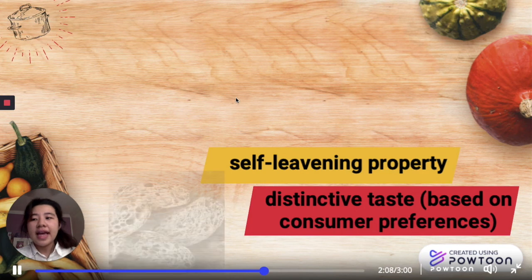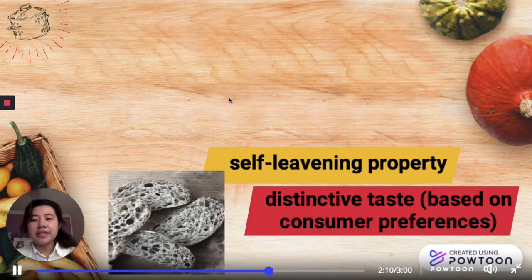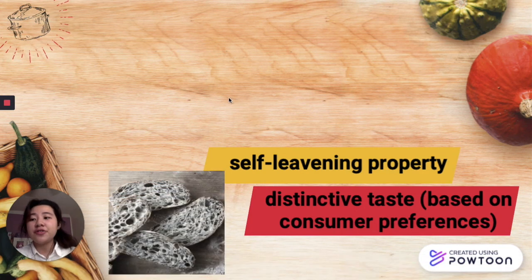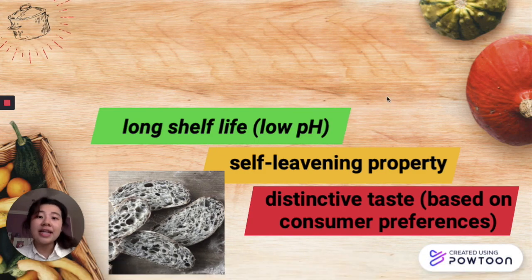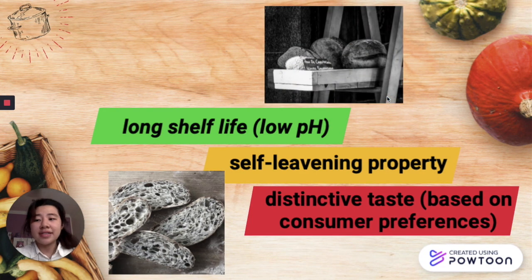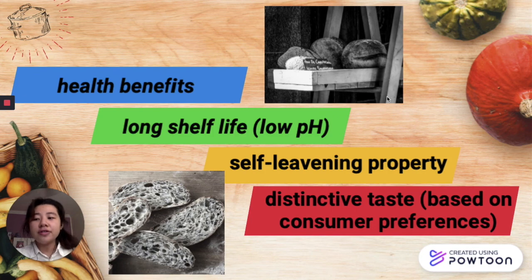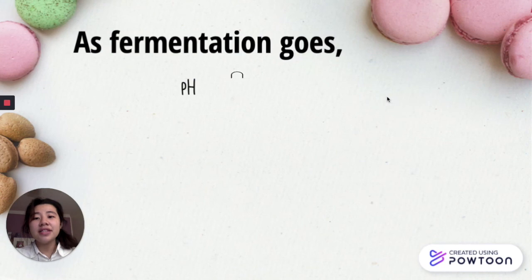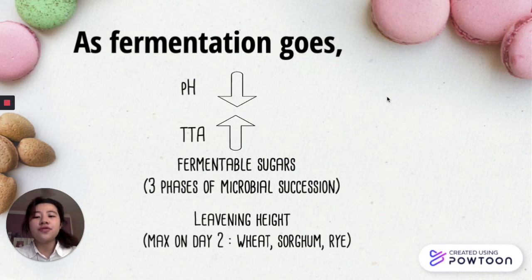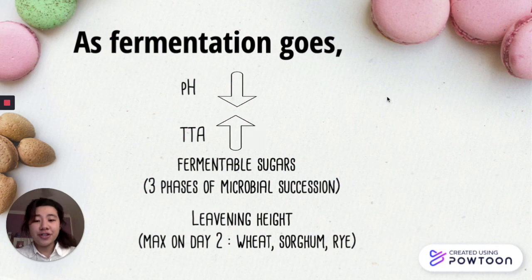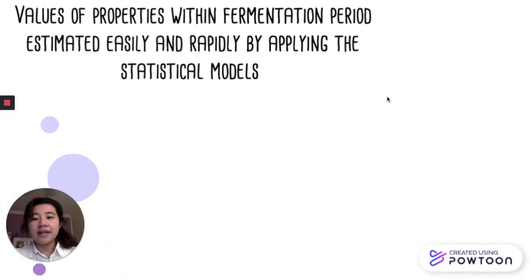In conclusion, sourdough is very beneficial as it gives a distinctive taste to bread at a suitable amount according to customer preference. It also has self-leavening properties, thus it has potential in replacing industrial yeast. Sourdough bread will have a longer shelf life due to low pH and antimicrobial properties of LAB, hence fewer chemical additives are required. Through fermentation, LAB consumes soluble sugar, which reduces the sugar level in sourdough bread, making it healthier to consume. As fermentation goes, pH decreases, TTA increases, fermentable sugars change with 3 phases of microbial succession, and the leavening height was maximum at day 2.